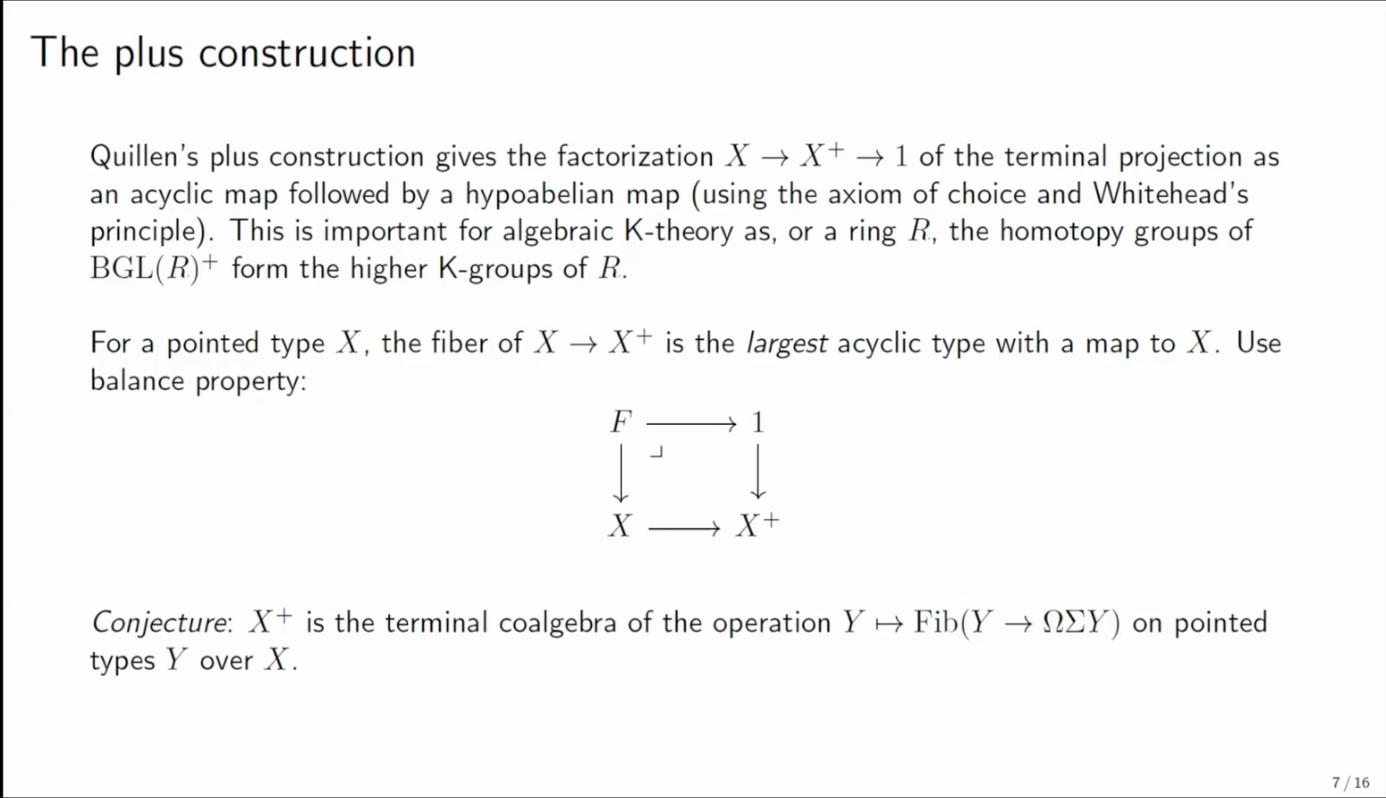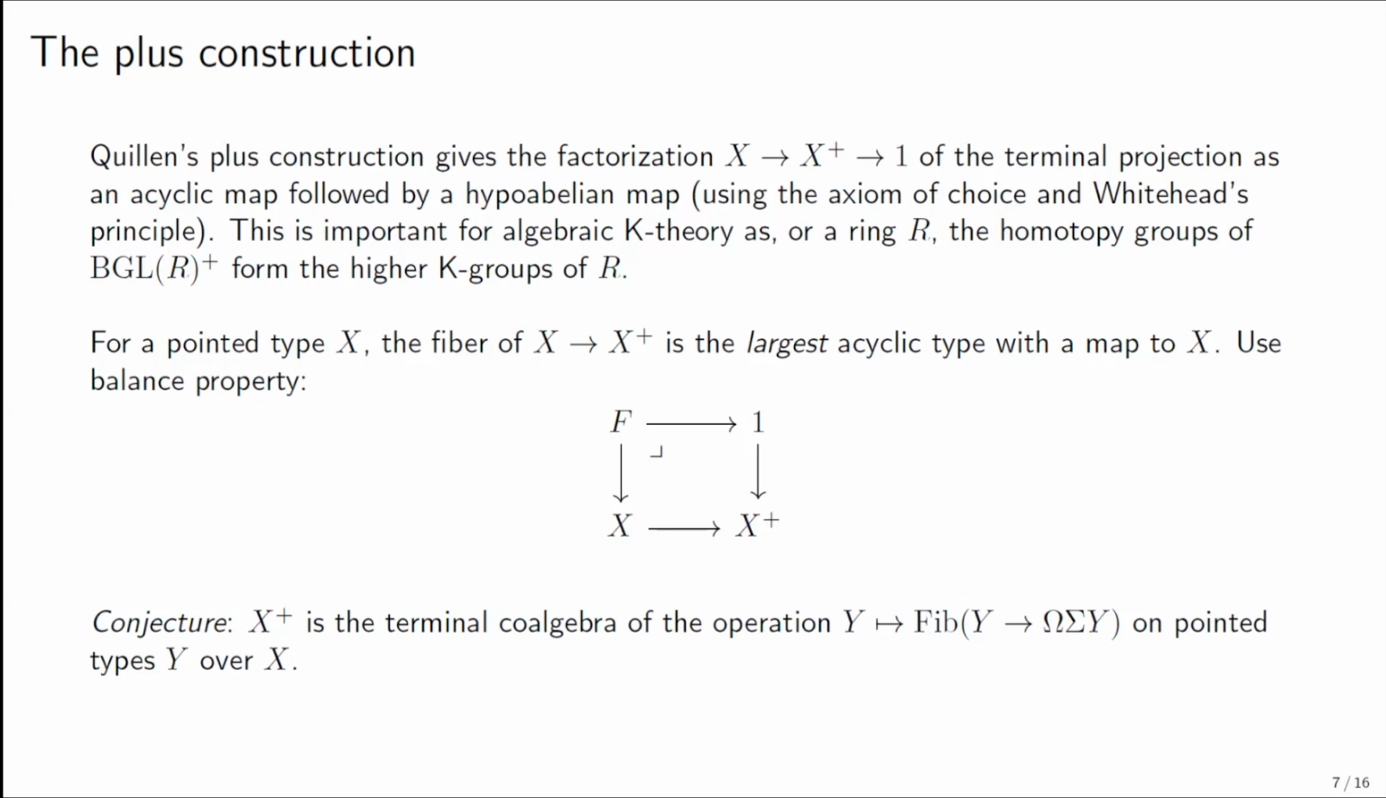This was classically done by Quillen in classical homotopy theory for the purposes of algebraic K-theory. And this is what you get if you want to take this factorization of the terminal map from X to a point into an acyclic map followed by a hypoabelian map. And as I said, it's important for algebraic K-theory. For a ring R, the homotopy groups of this plus construction of BGL of R.